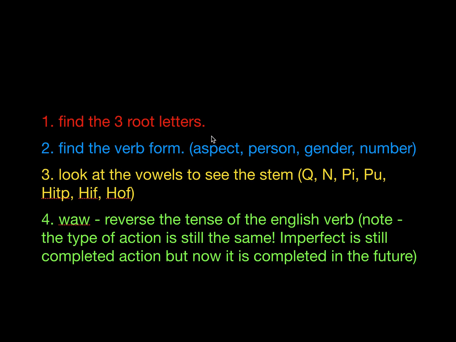So the steps: find the three root letters, find the verb form. It tells you the aspect, it's either perfect or imperfect. It tells you person, gender, number. Look at the vowels to see the stem: Qal, Niphal, Piel, Pual, Hithpael, Hiphil, Hophal, and then finally the vav reverses the tense of the English verb.